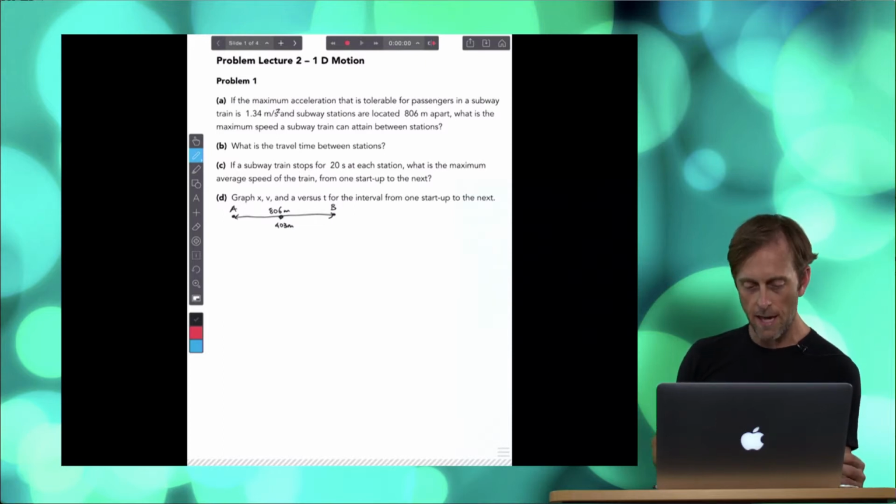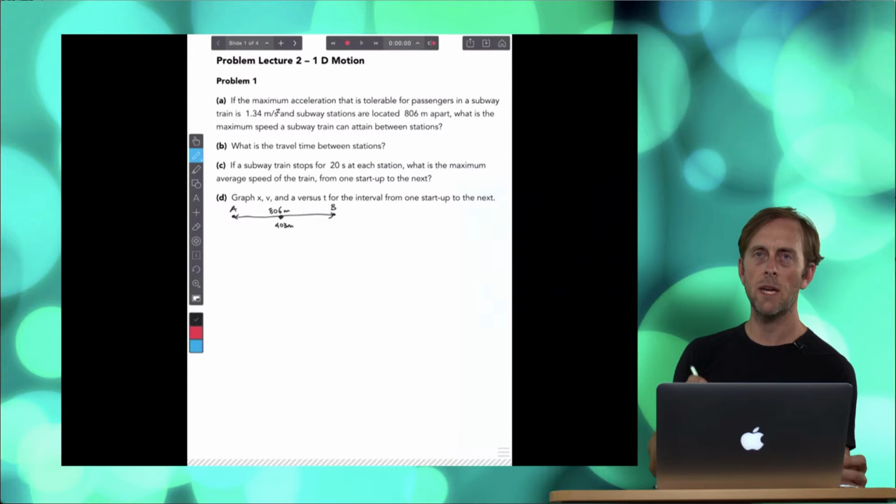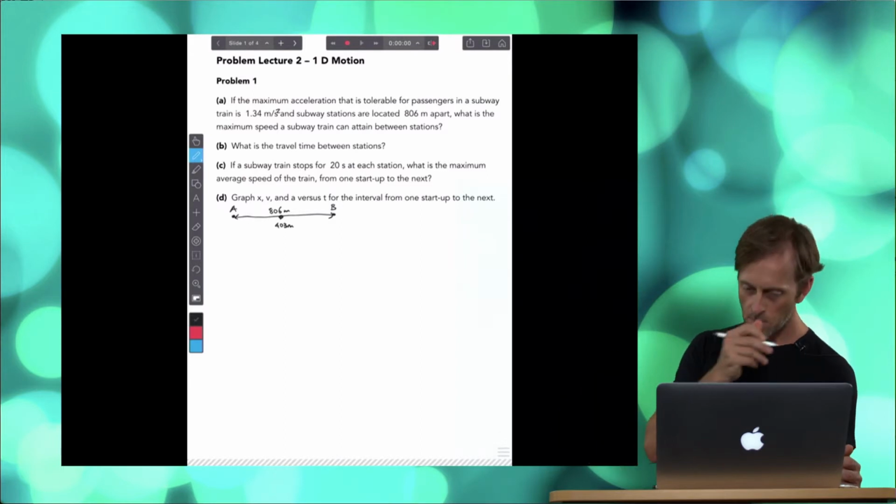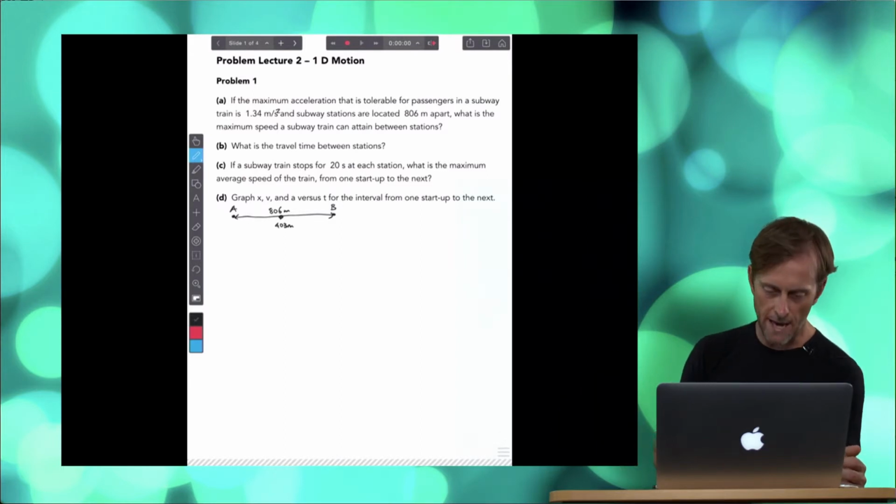If we're accelerating at that rate and we accelerate up to 403 meters, what's going to be our velocity at that point? Because that'll be our maximum velocity at the midpoint before we start decelerating to get back into station B. So we can write down what we have. Our initial velocity was 0, started from rest, and we start at position 0 meters. So we start at A, which we can arbitrarily say is 0 meters.